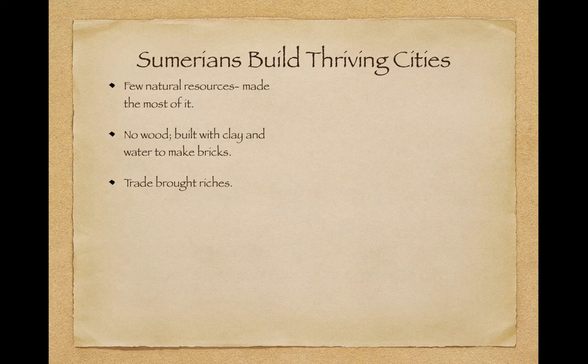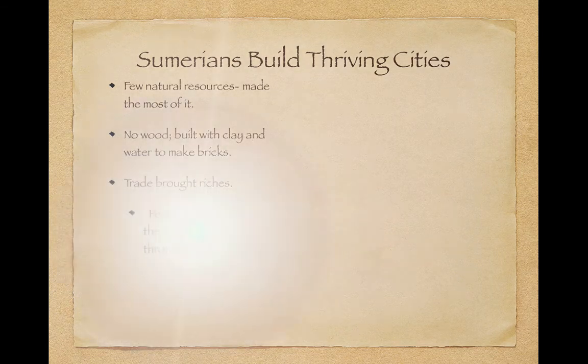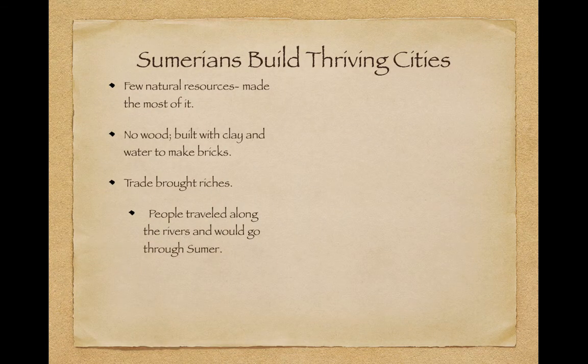Trade brought riches, right? Because they're at a crossroads. A lot of people stop in this area to trade things. That makes them very wealthy and eventually makes them very powerful because of it. People traveled along the rivers. We said the river valleys were great for transportation, so people would travel along these rivers and they would have to go through Sumer. And since there was a big city there, people would often stop there to trade, to stay for the night, that type of thing.